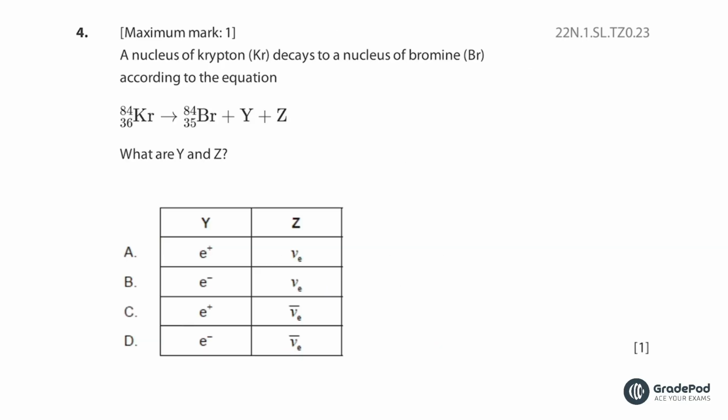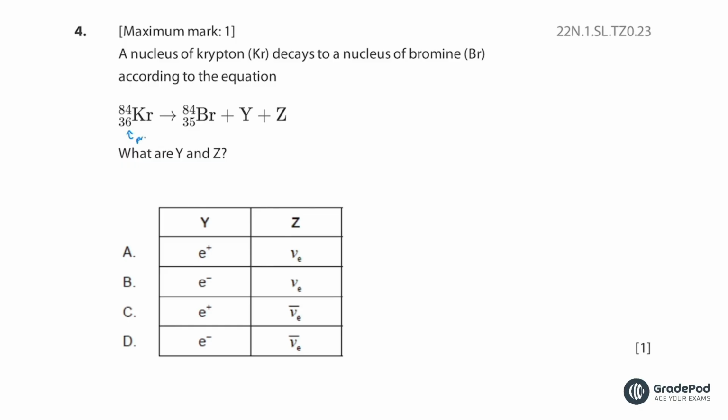Question 4. A nucleus of krypton decays to a nucleus of bromine according to the equation. We've got krypton with 36 protons, and that decays down to bromine with 35 protons. That means on this side we need something to add up the protons so that each side has 36 protons. And the only thing that would add up the protons is a positron, and also keeps the mass number of the nucleons the same. So we're looking for a positron as Y.